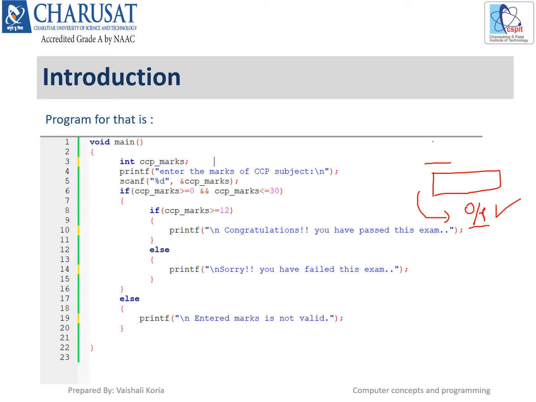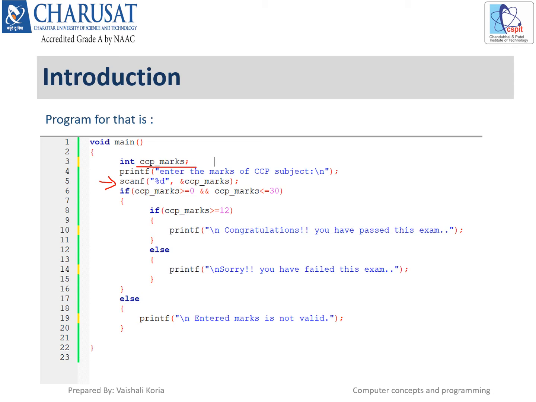So for our application we have to store the marks of one student, right? So we require a single integer that will store the marks of the student. Then we will print one message, and then scanf will be used to take the marks at runtime from the user. And that marks will get stored in this CCP marks variable.